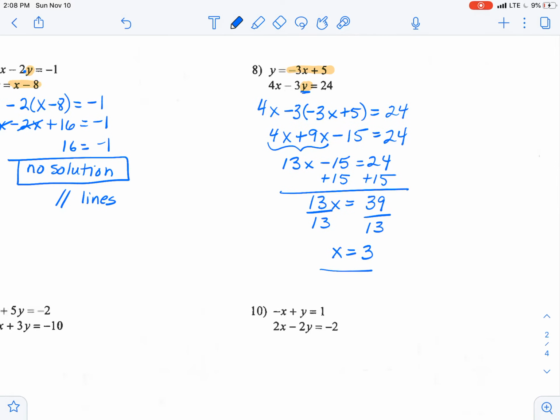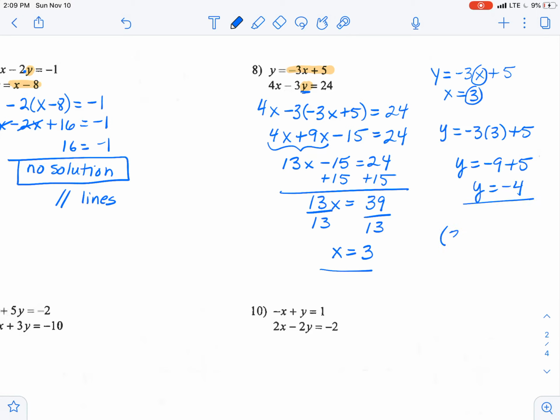I need to go back up to my original equation. Again, it doesn't matter which one, but since the first one is solved for y, I'm actually going to use that. That would be the easiest. So I know x equals 3, so I'm just going to put that 3 for the x. So y is a negative 9 plus 5, so y is equal to a negative 4. Okay, so my answer would be 3, negative 4. Now be sure you do put that in the order of x, y.